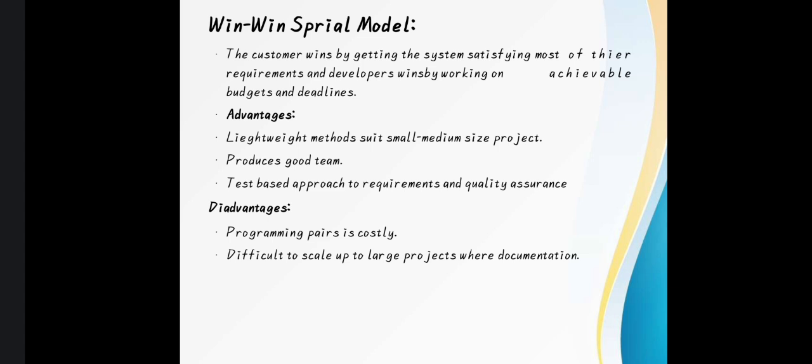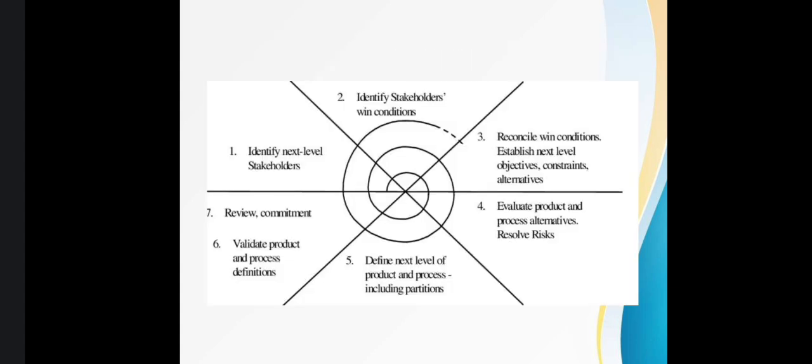Last one is win-win spiral model. The customer wins by getting the system satisfying most of their requirements, and developers win by working on achievable budgets and deadlines. Advantages are lightweight method suits small to medium sized project, produces good team, test based approach to requirements and quality assurance. Disadvantages are programming pairs is costly, difficult to scale up to large projects where documentation is needed.